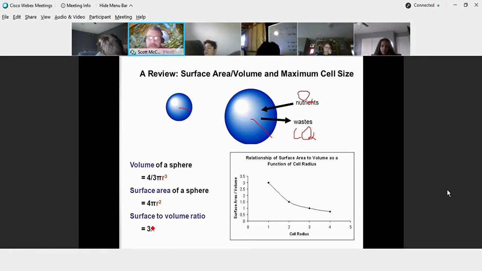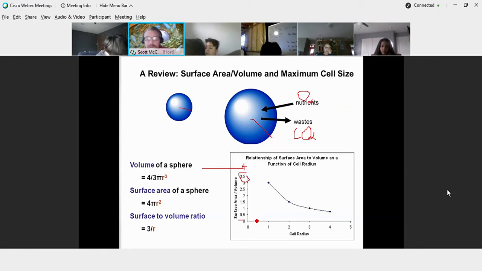To give you an idea what that looks like on a graph, here's our surface area to volume ratio. And obviously, a higher surface area to volume ratio is good. A low surface area to volume ratio is not as good to have. So this is good to have, this is bad to have.